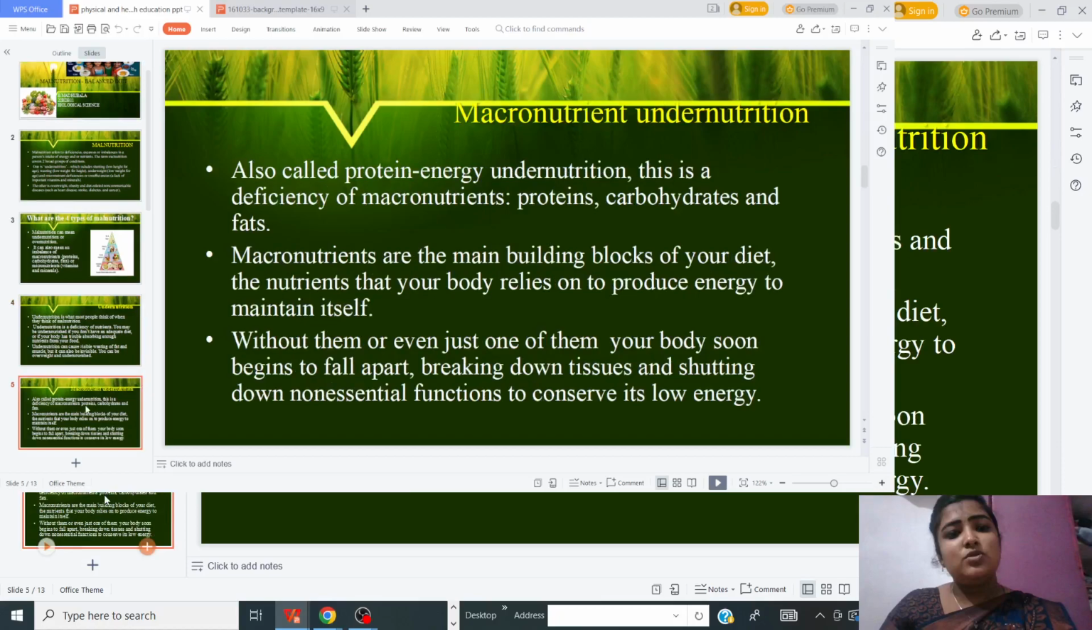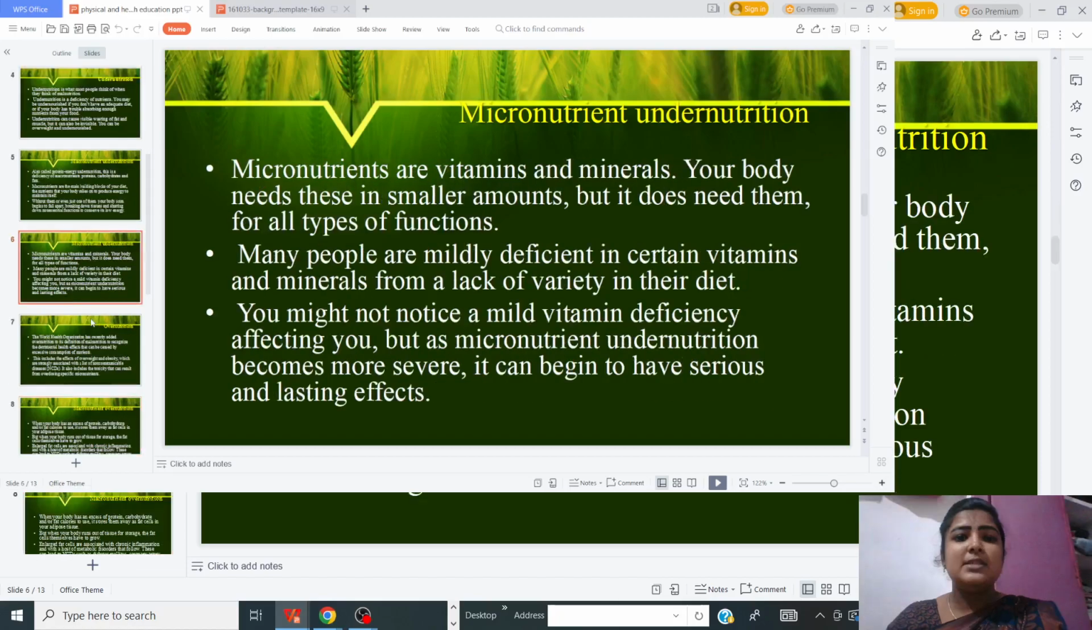And next we move on to macronutrient undernutrition. It is also called protein energy undernutrition. It is a deficiency of macronutrients: carbohydrate, protein and fat. Next we move on to micronutrient undernutrition. It means a deficiency of vitamins and minerals. Micro means small particles. The body does not need them for all types of functions, only a mild deficiency in certain vitamins and minerals, or a lack of variety in the diet, which also affects vitamin deficiency undernutrition.